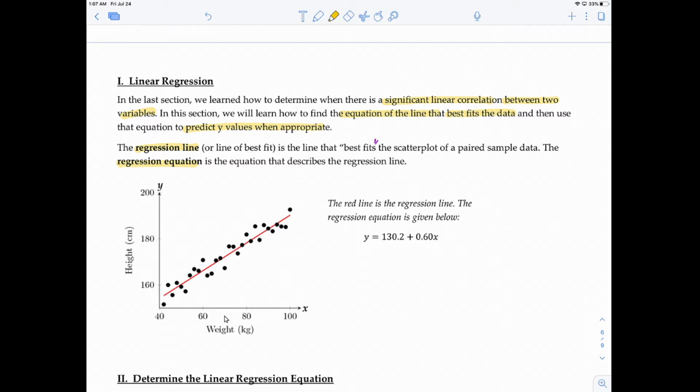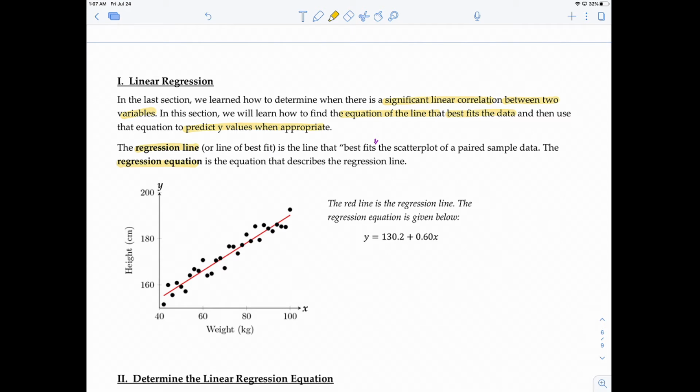so in this case we have weight versus height. If we're given, say, somebody who weighs 88 pounds, or kilograms here rather, then we can plug in that value here for our x, and possibly we can figure out their height based off of a weight. So that's the idea of this chapter.